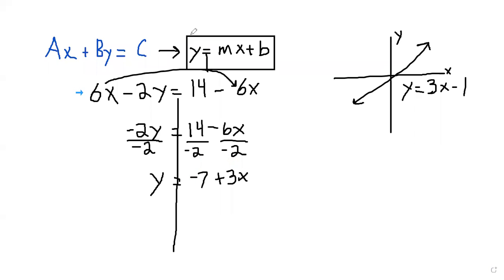That's all we're going to do. We're just going to switch it. And so we're going to end up with y. Our final answer will be y equals 3x minus 7. And that's it. That's all there is to it. That's how you switch a standard form equation into slope-intercept form.